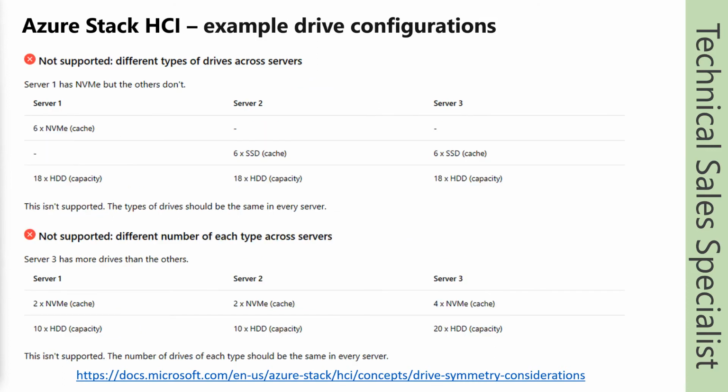What's not supported is, for example, to have in one server 6 NVMEs and 18 hard disks, and in the other one, 6 SSDs and 18 hard disks. Yes, we have in both servers 6 cache drives and 18 hard disk drives, but we have different drive types for the SSDs. It's also not possible to say, okay, I have 2 servers with 2 cache drives and 10 hard disks, and I have 1 server with 4 cache drives and 20 hard disks. Even if the overall capacity is the same, we always have to have the same number and type of drives.